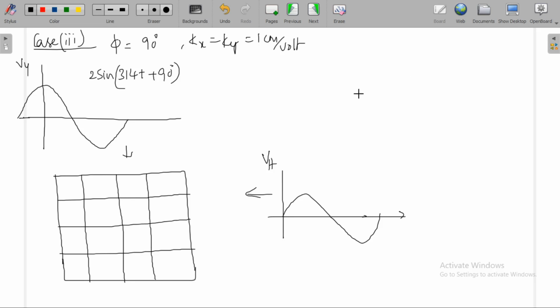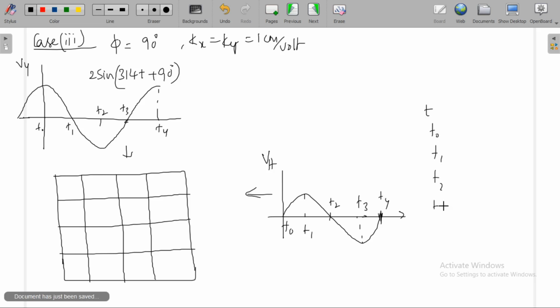Okay, now T naught, you can take this point. T naught, T1, T2, T3 and T4.